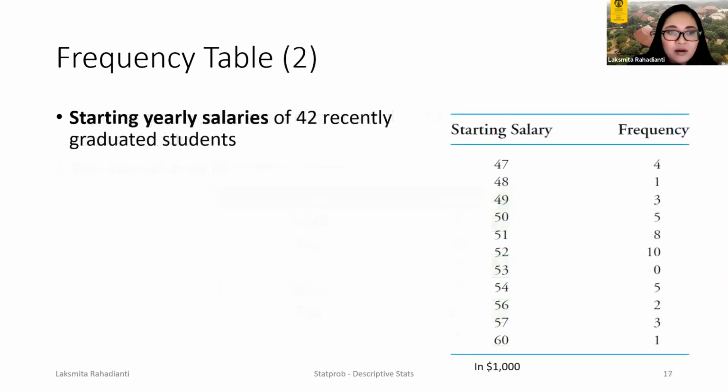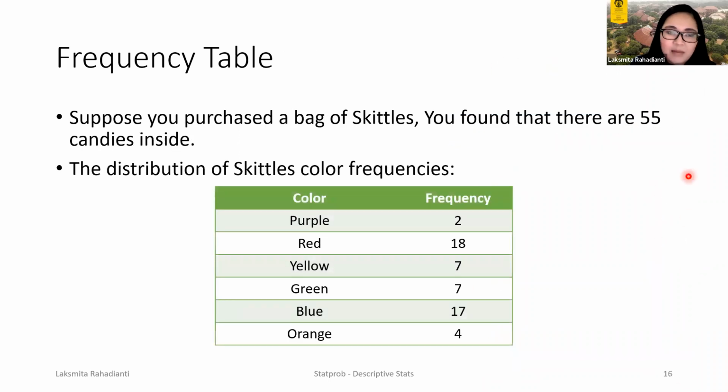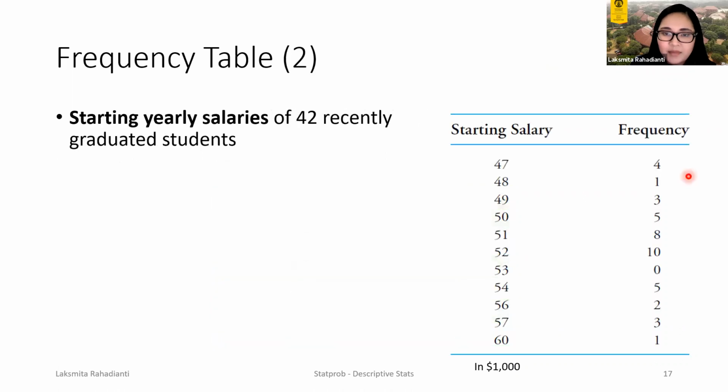So now here is another sample of a frequency table. In this frequency table, this is the graph that I had already shown previously, briefly. This is the starting yearly salaries of 42 recent graduates. So here we have one person getting a starting salary of $60,000 and so forth. This is obviously not Indonesian data. And this is the frequency table. The same, right? It's exactly the same as the one I showed previously.